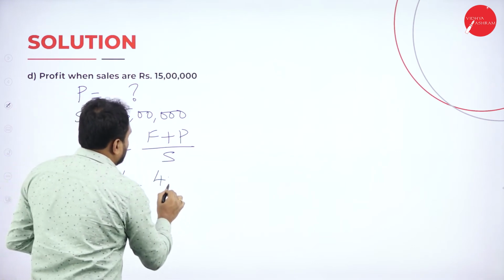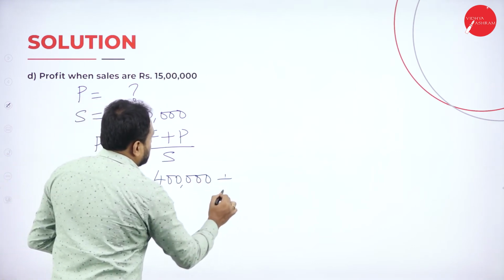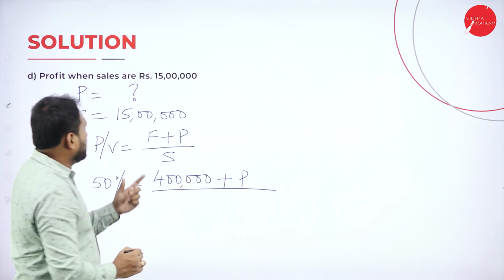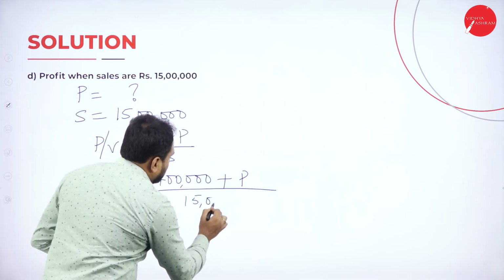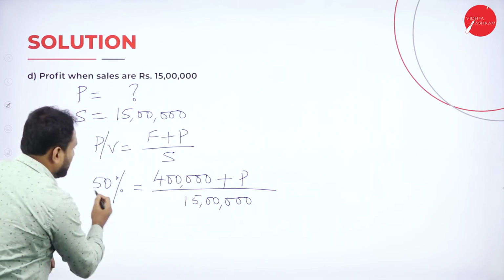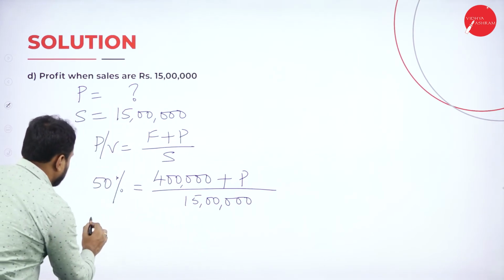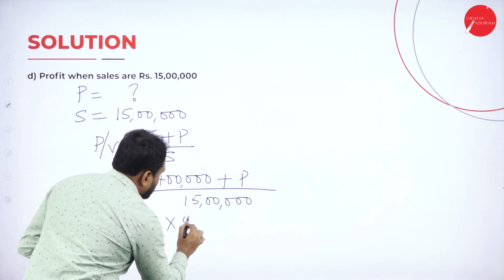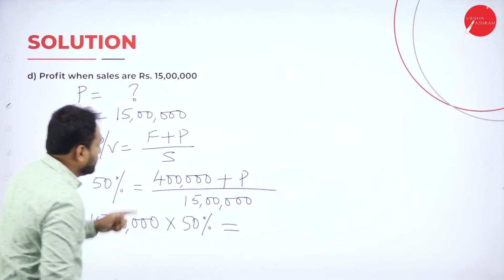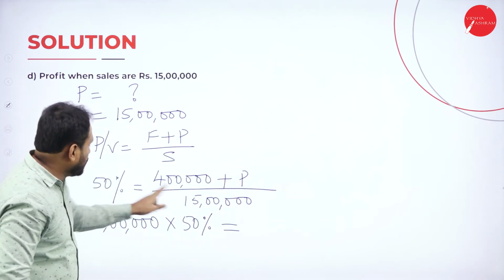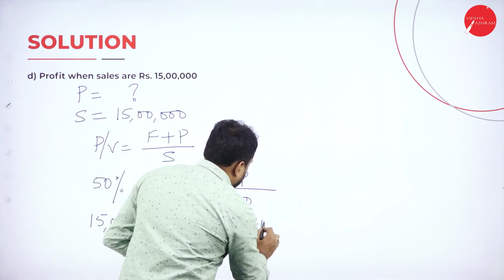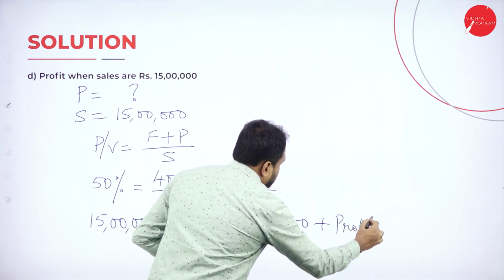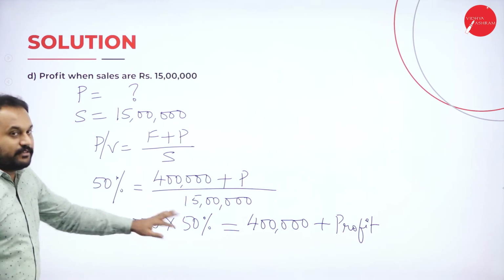F is how much? 4 lakh, plus the profit. We are supposed to find profit, P, divided by the sales. They have given sales as 15 lakh, so we'll write here 15 lakh. So cross multiply. When we go with the cross multiplication, it is 15 lakh into 50% is equal to, now the remaining whatever it is we will write. Now this has gone here. Now the remaining is 4 lakh plus profit.